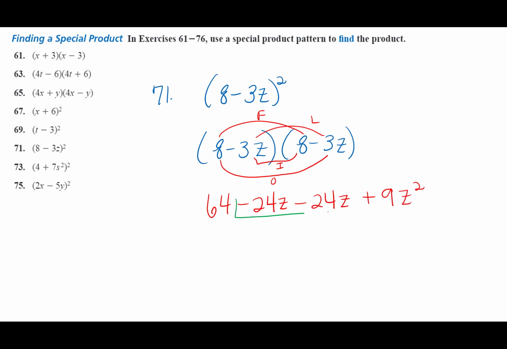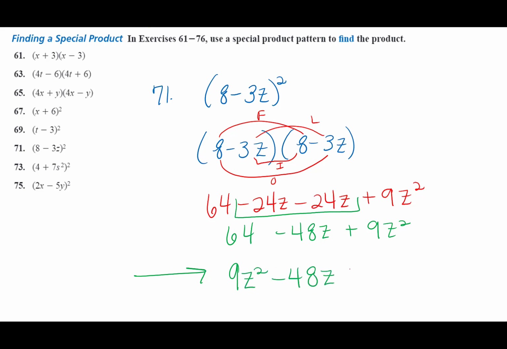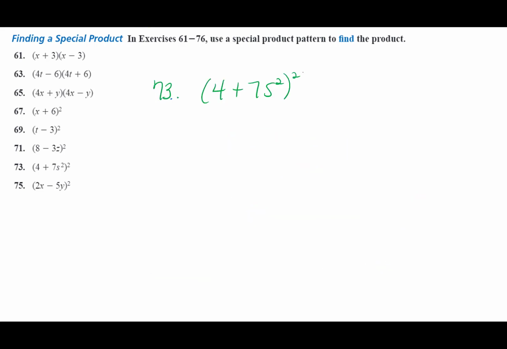We'll go and collect like terms. A negative 24z combined with a negative 24z is a negative 48z. We have our plus 9z squared and 64. I'm going to encourage you to rewrite in descending order. So we're going to switch 64 and 9z squared. So your final answer will be 9z squared minus 48z plus 64. Okay, take a look at 73.